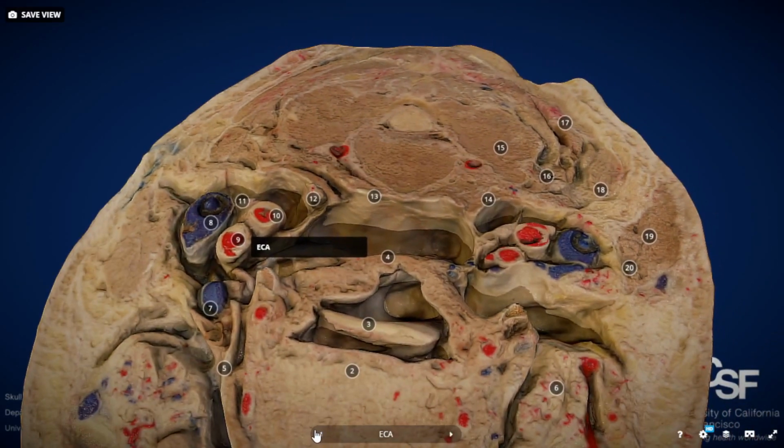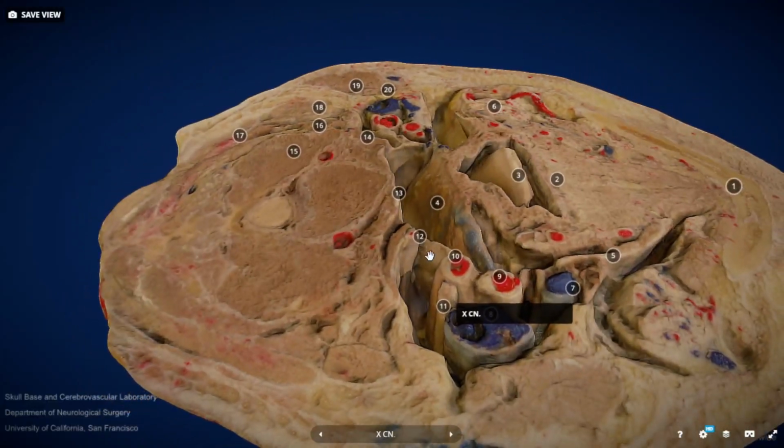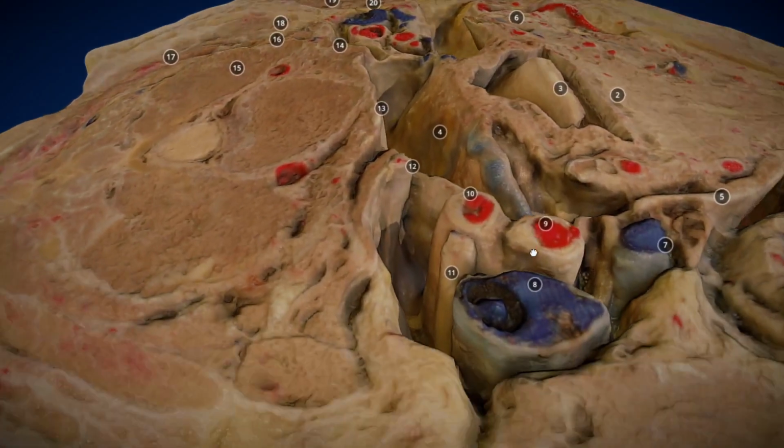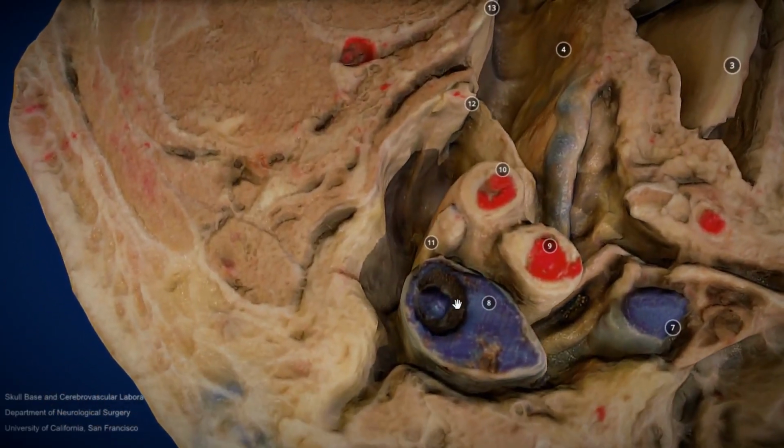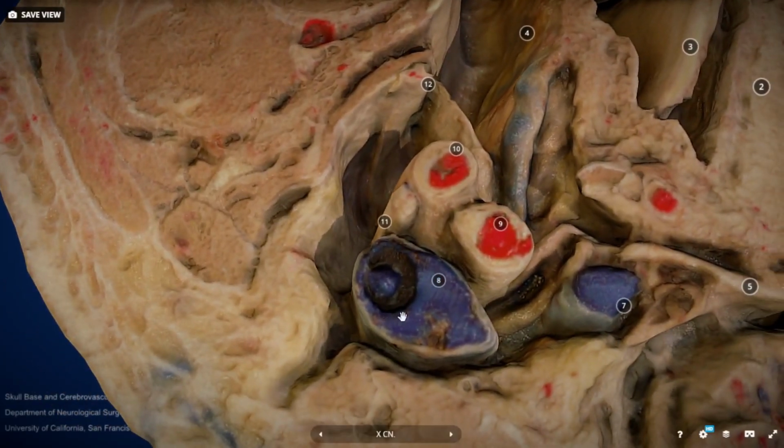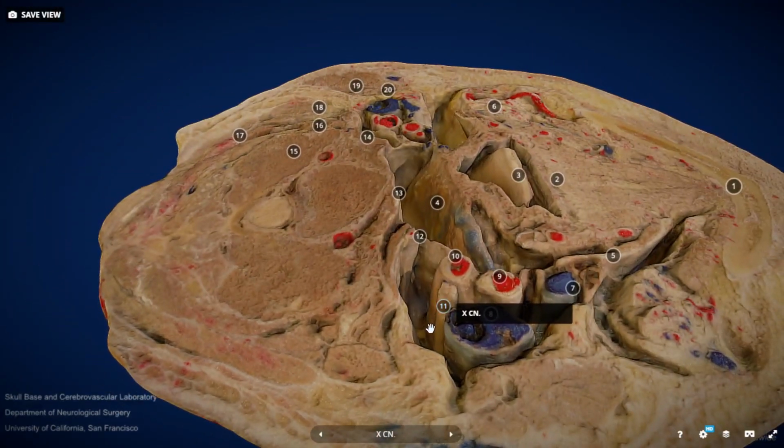We see the internal jugular vein laterally, and medially we can identify anteriorly the external carotid artery and posteriorly the internal carotid artery. Just in between these vessels, the internal jugular vein and both carotid arteries, we can identify the vagus.